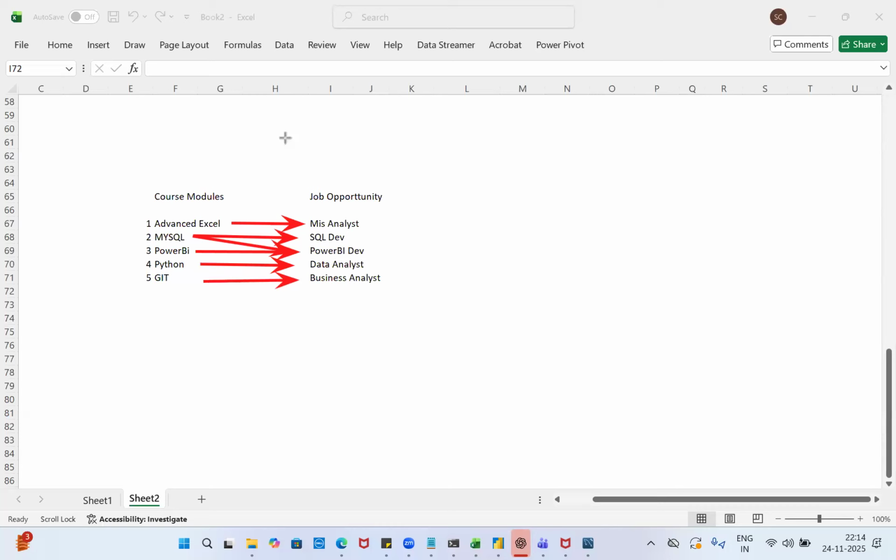And Git is useful to track everything. It acts like a version control system. For data analyst and business analyst roles, it can be all of them or any two or three combination. Sometimes Excel, SQL, Power BI is enough; Power BI, SQL, Python is enough. It can be any combination. So these are the job opportunities you can apply for, and these are the course modules we are covering. Any doubts on this?